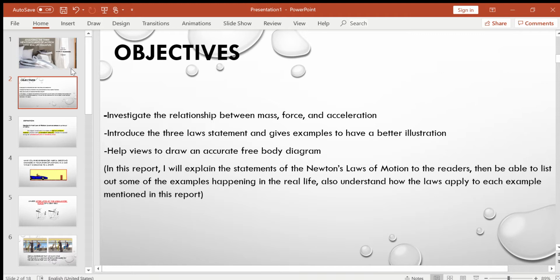Also in this report, I will explain the statements of Newton's laws of motion to the readers, then help them list examples happening in real life, relate them to the statements, and understand how the laws are applied to each example mentioned in this report.